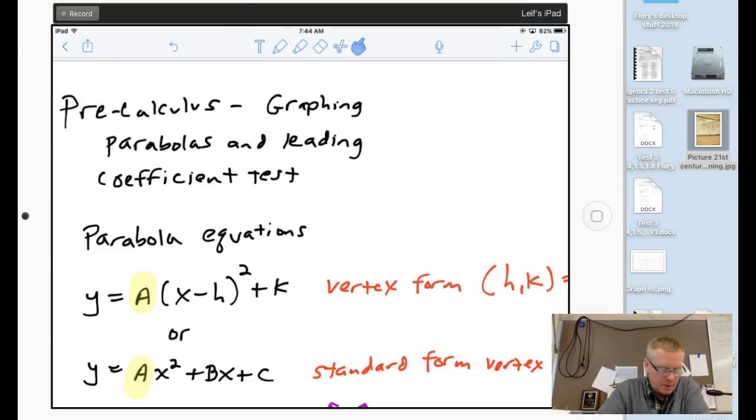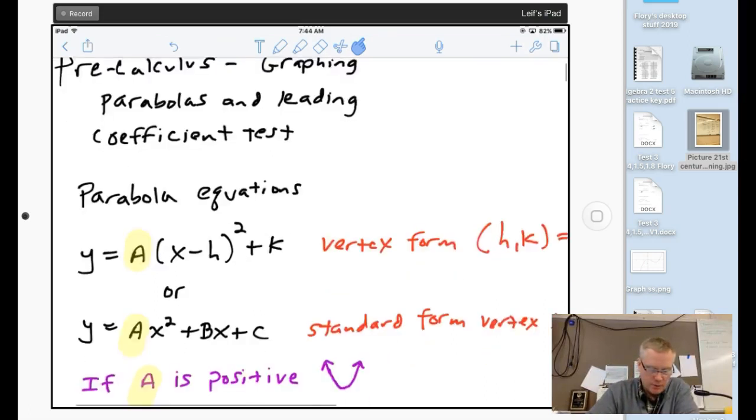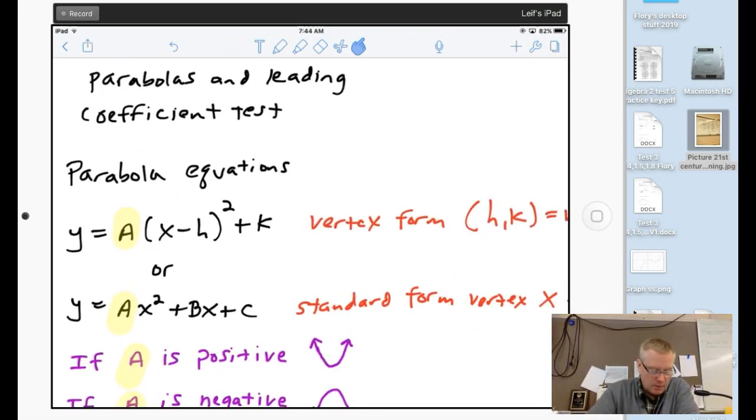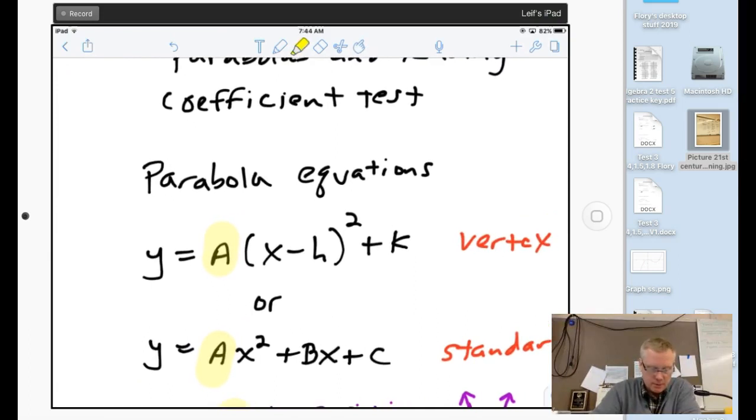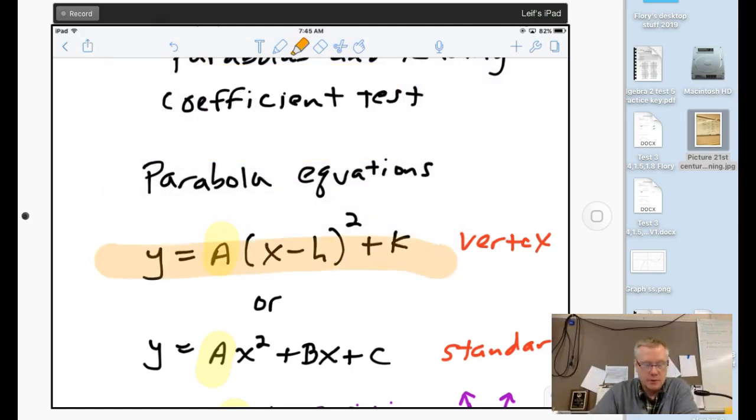Okay, hi there. Today I'm going to be covering pre-calculus: graphing parabolas and the leading coefficient test. So first thing is there's a couple of equations for parabolas. First one is vertex form, y equals a times (x minus h) squared plus k. So that's vertex form. The other form for parabolas is standard form, which is y equals ax squared plus bx plus c.